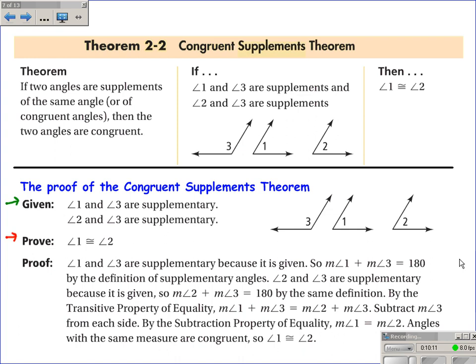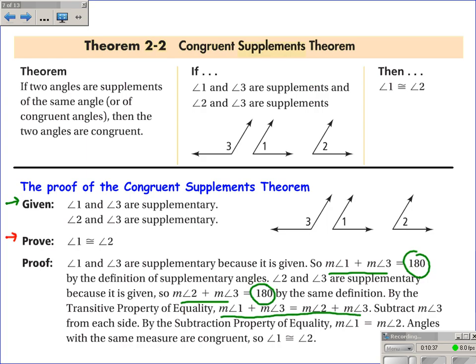Okay, so by the transitive property of equality, the measure of angle 1 plus the measure of angle 3 is equal to the measure of angle 2 plus the measure of angle 3. Now, we're doing the same thing we did before, the fact that both of these equations equal 180 degrees. So we're setting these two parts equal to each other, and we get this long formula down here.